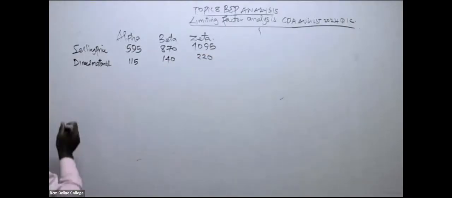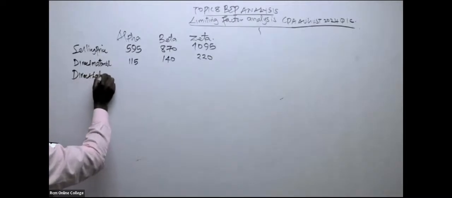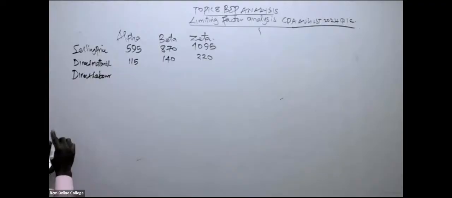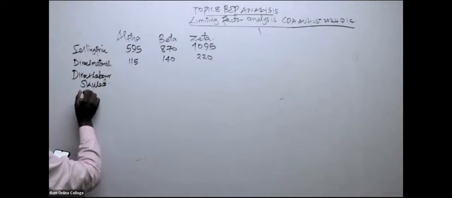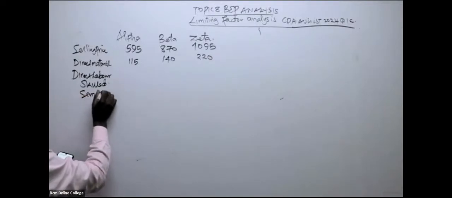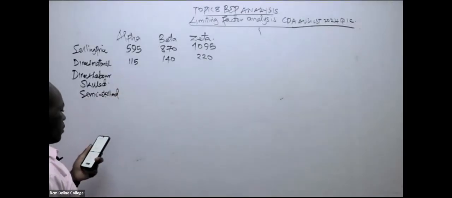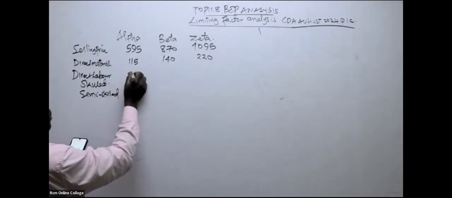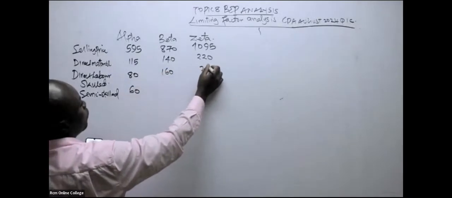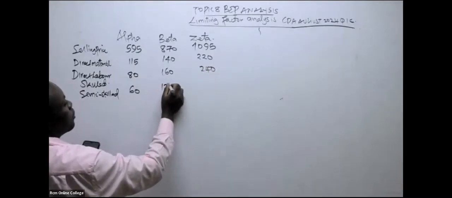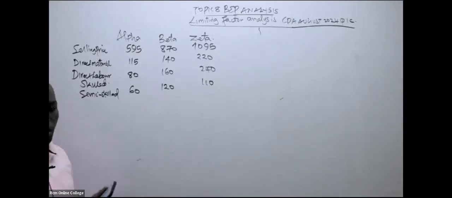Then to that, we have direct labor, right? So just write your direct labor cost. But this direct labor happens to be divided into two. We have skilled, and we have semi-skilled. All of them are variable. So we have 80, 60, 160, 240, 120, 110. All those are variable costs.